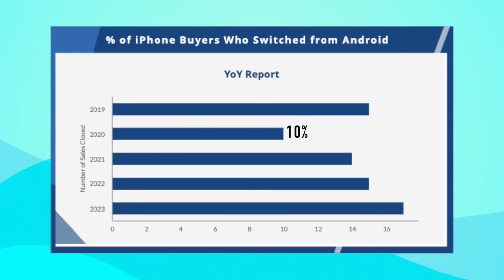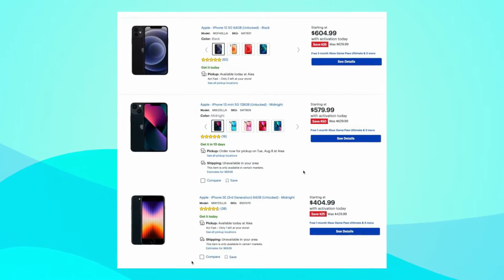Over the years, many Android users have been switching to iPhones. Around 10% of the people switched from Android to iPhone in 2020. Then the number increased to 15% in 2021. And then in 2023, so far, it's 17% of the people who have moved from Android to iPhone. And there are many reasons, for example, affordability of the smartphone. Well, not affordable, but there are cheaper versions of iPhone also available in the market.